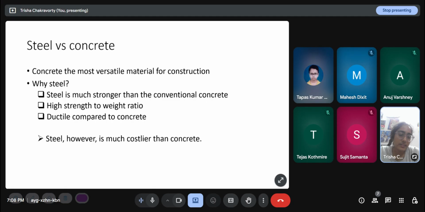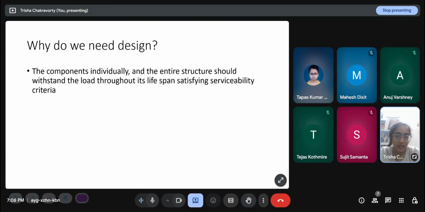And some special structures like very tall buildings, some bridges, some factory sheds are made of steel. Why do we need design? Since this is a course on structural steel design, the components individually and the entire structure should withstand the load throughout its lifespan, satisfying serviceability criteria. So, withstanding the load is the ultimate limit states, and this is the serviceability limit states.